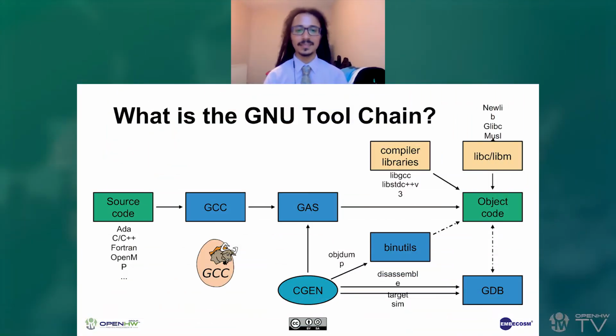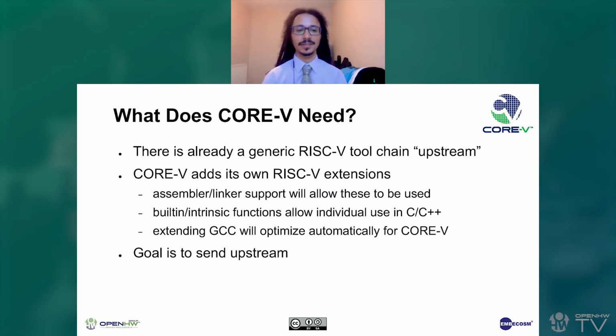Firstly, I'll show an overview of the GNU tool chain. There are many tools, but we're going to start focusing on GCC, the compiler, GAS, the assembler, and the linker, which is part of binutils. There are more tools to address, but we can't address them all on day one.